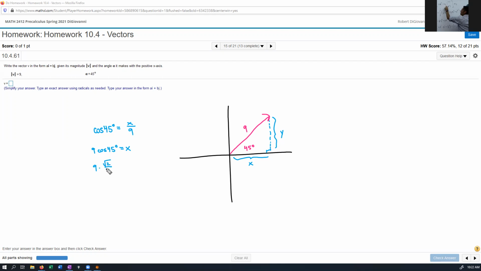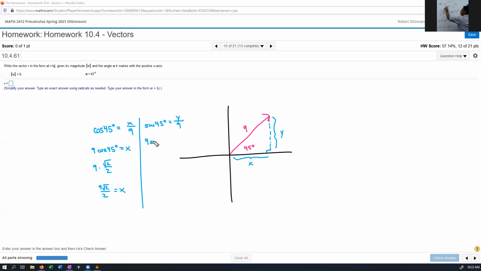Cosine of 45 is root 2 over 2. Do they want exact answers? They do. So I'm going to just leave it like this and make this 9 root 2 over 2. That's what X is. Now to get Y, we know that sine of 45 degrees is opposite over hypotenuse.